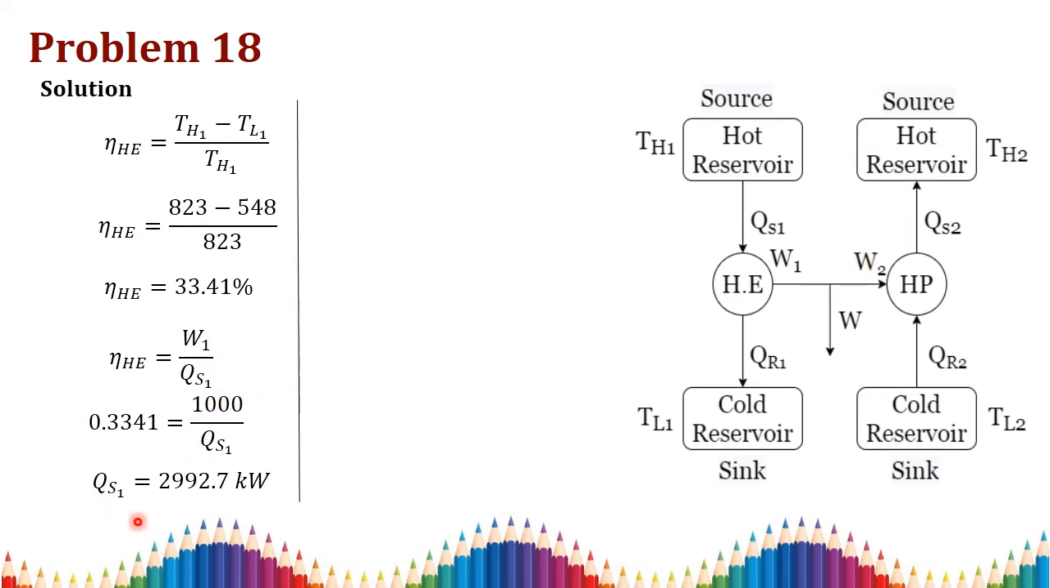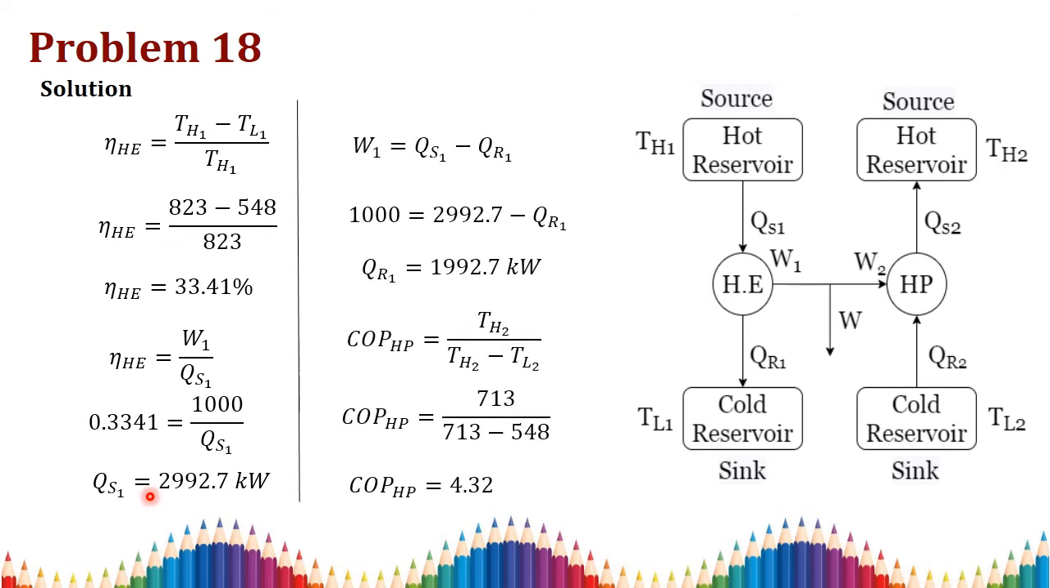Then QS1 will be 2992.7 kilowatt. With this, you can use the formula work done is equal to QS1 minus QR1. So work done 1 is 1000 kilowatt and QS1 is 2992.7, so with this we can find QR1. We need to find QR1 plus QS2 divided by QS1.